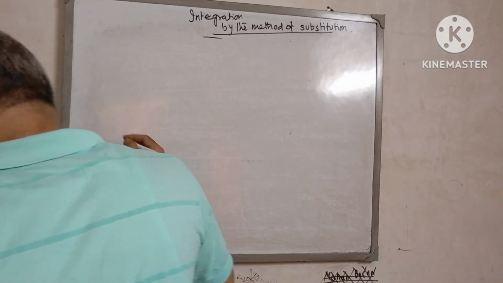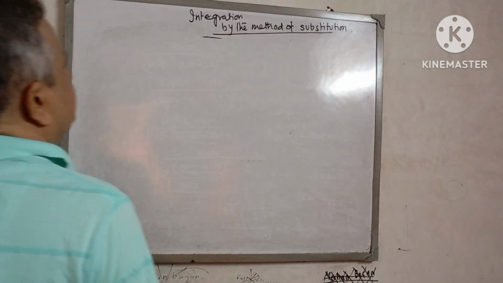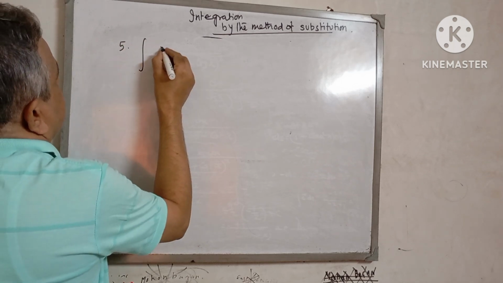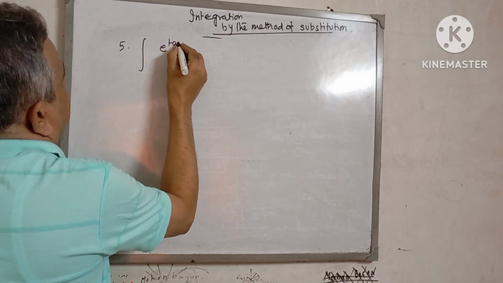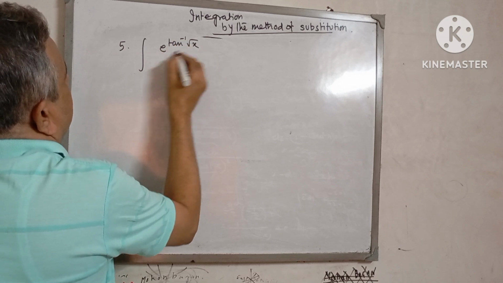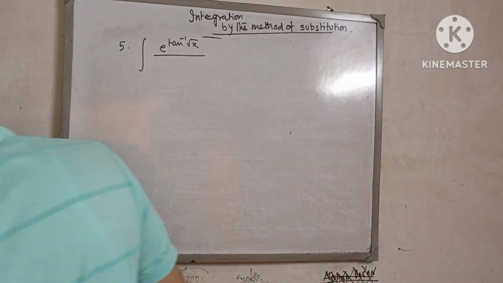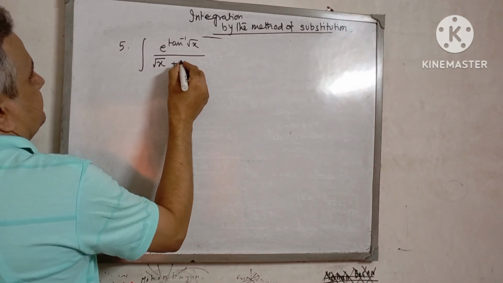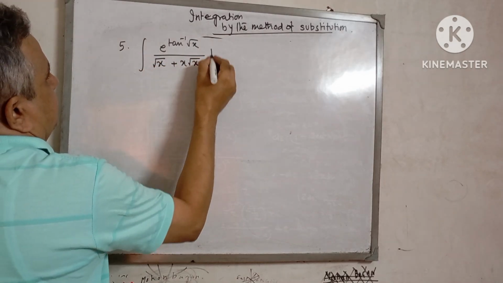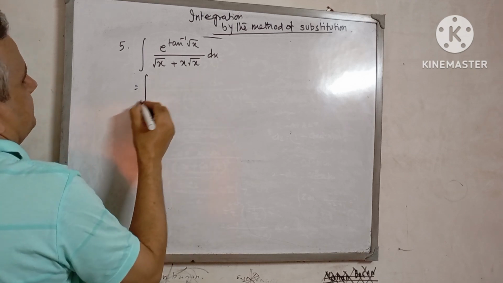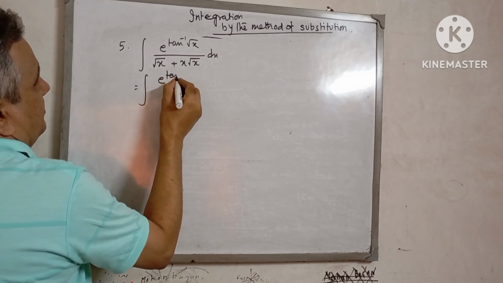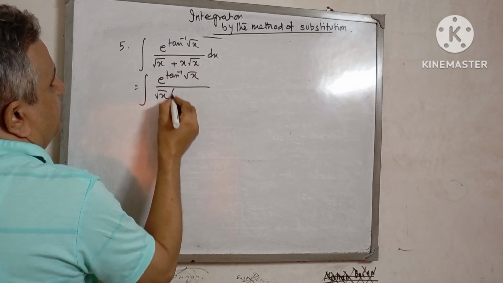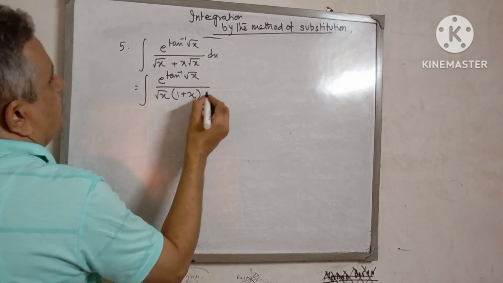Question number 5. Integration of e to the power tan inverse root x by root x plus x root x dx, that is e to the power tan inverse root x by root x times (1 plus x) dx.